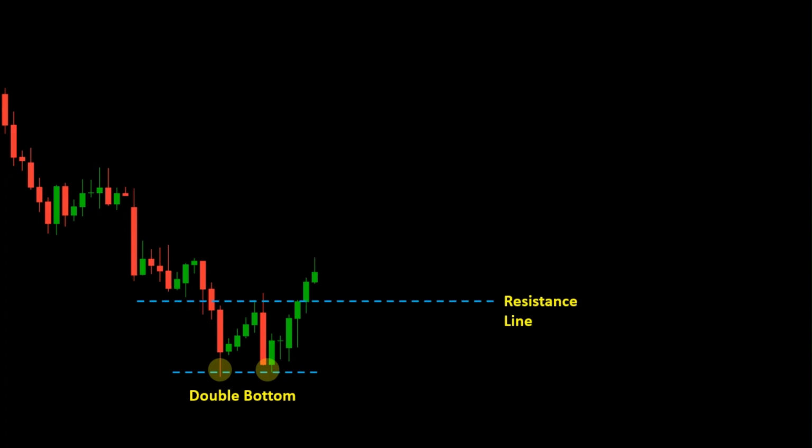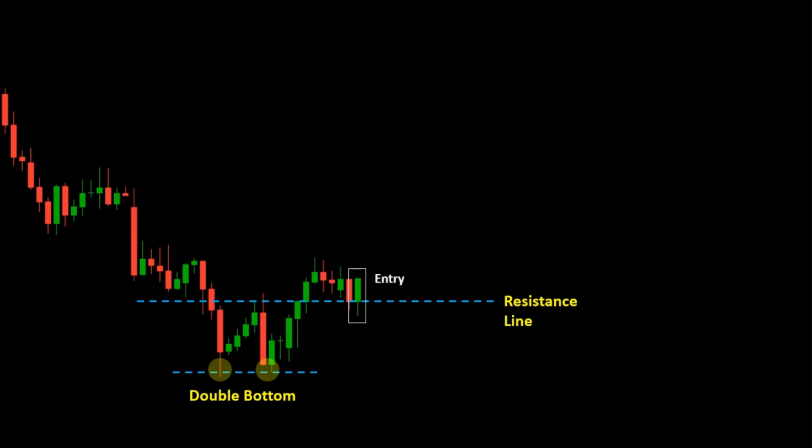In this example, a double bottom formed, signaling that the downtrend is weakening and a potential reversal to the upside may occur. The price then broke above the resistance line, confirming the pattern. This breakout suggests a high probability that the market may shift from a bearish trend to a bullish trend. A bullish confirmation candle formed at the retest of the resistance line, indicating a valid entry point for a buy position.